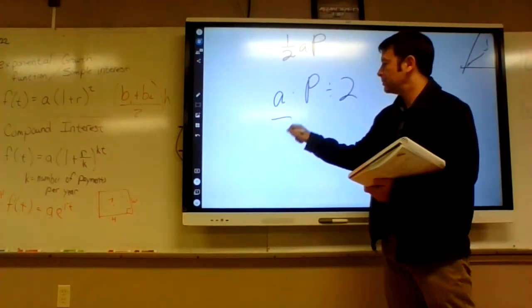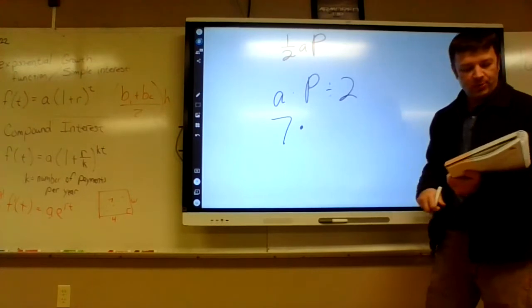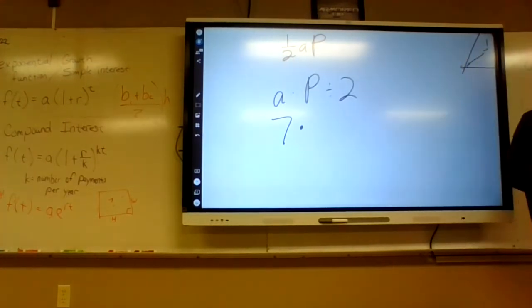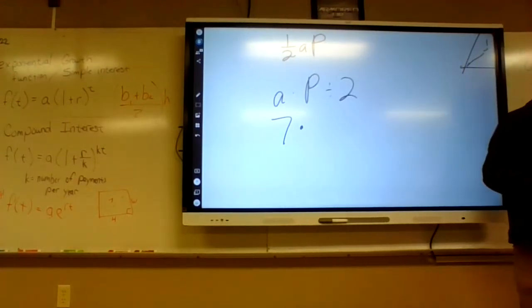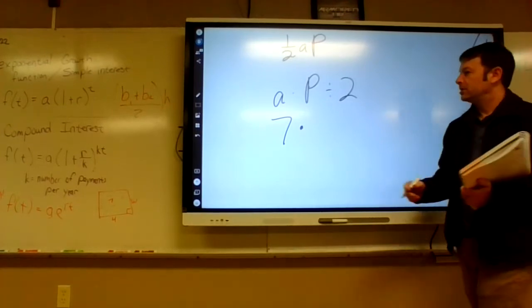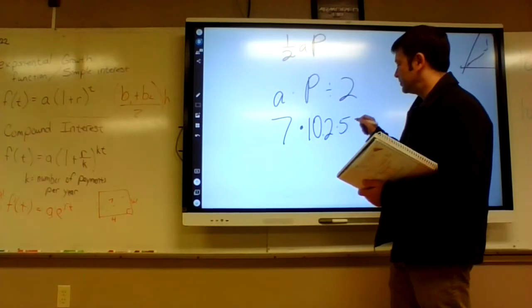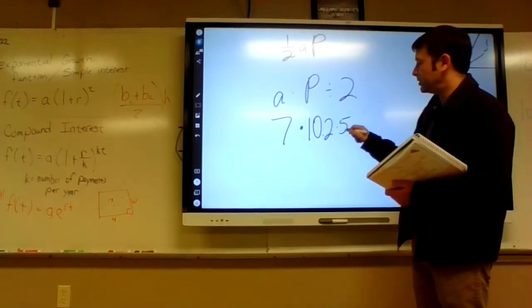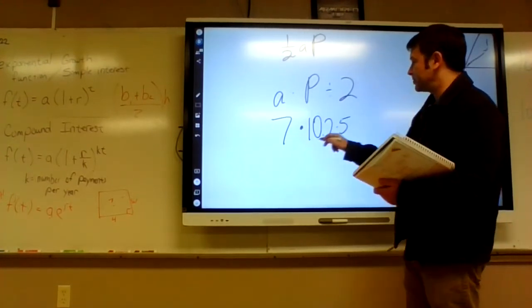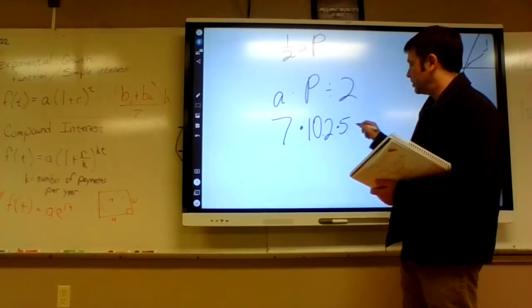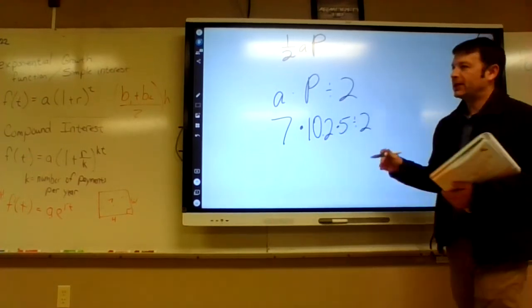Okay, so on number 3, what is the apothem? 7. Okay, on number 3, what is the perimeter? Or how would we find the perimeter? 10.2 times 5. Okay, that's the apothem, that's the perimeter. Divide by 2. Okay, that's the area of the base.